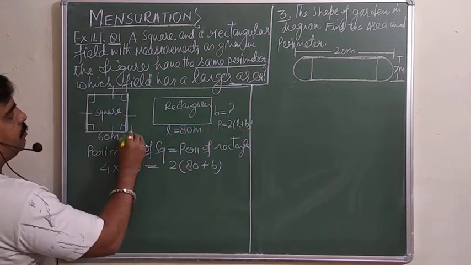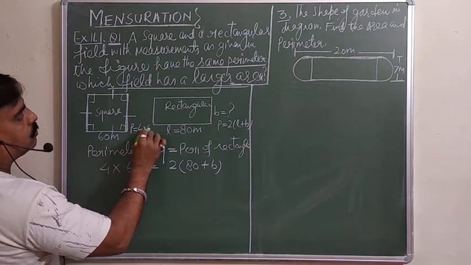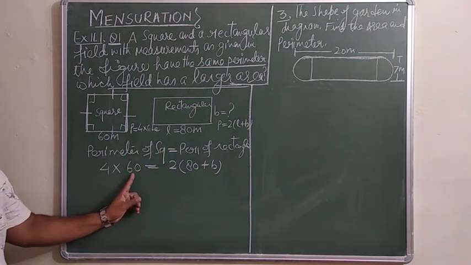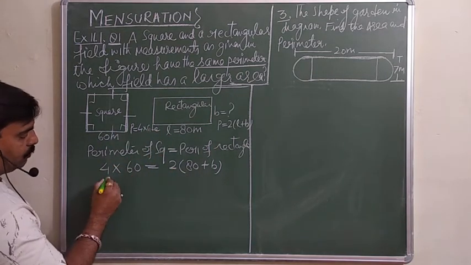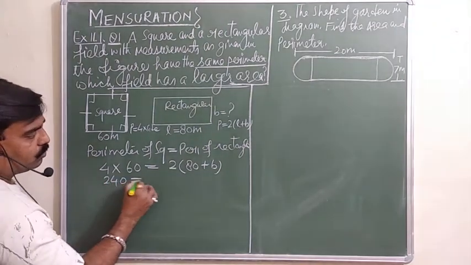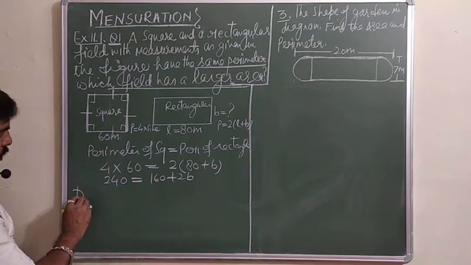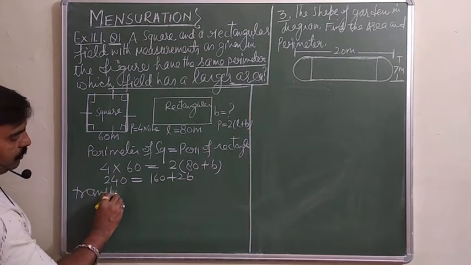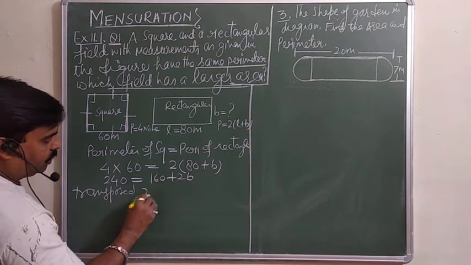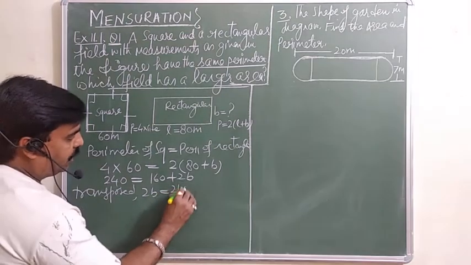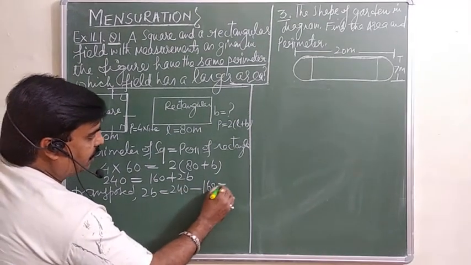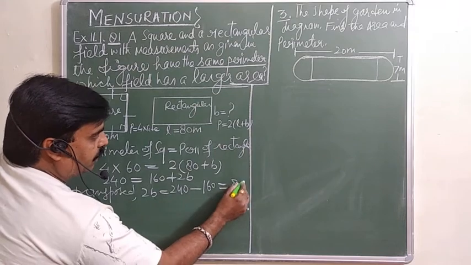This is perimeter of square, 4 into side. So directly you can apply this here. You can calculate this one. 240 is equal to 160 plus 2b. You can transpose this here. Transposed. So here you will get 2b is equal to 240 minus 160. That is equal to 80.